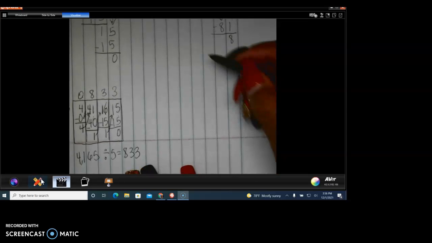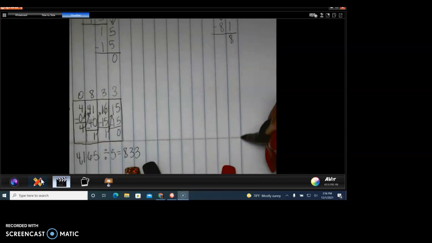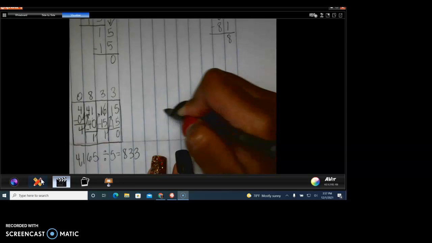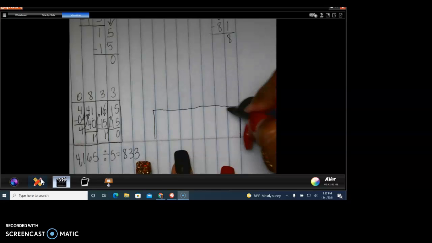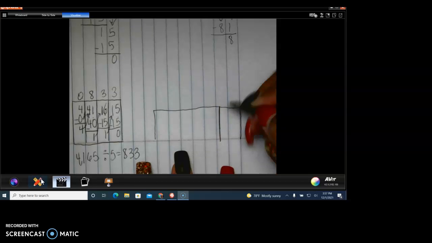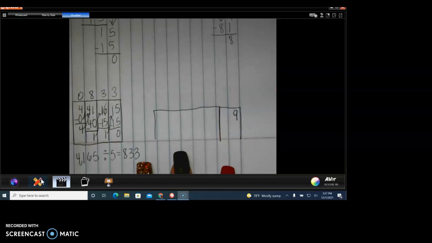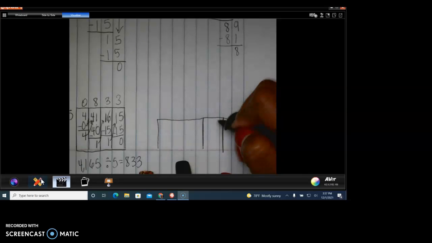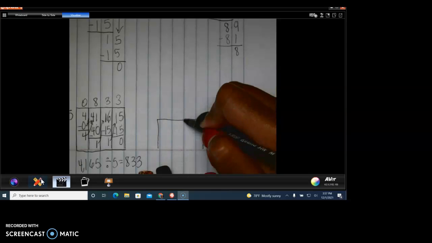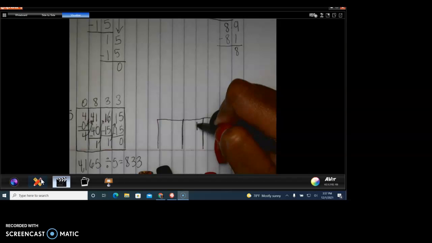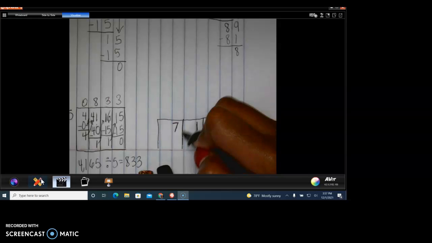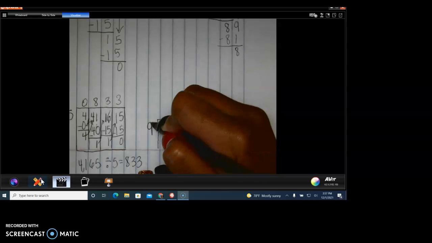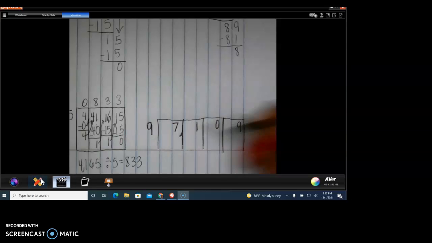Down here, I will model making the box a little bit bigger for the values. I don't want to make it too big. I don't want it to run into the other problem. So the 9 will go here. The 0 is here. The 1 is here, and then the first digit was a 7. So 7,109 divided by 9. So this is still kind of like that bracket, guys, okay?